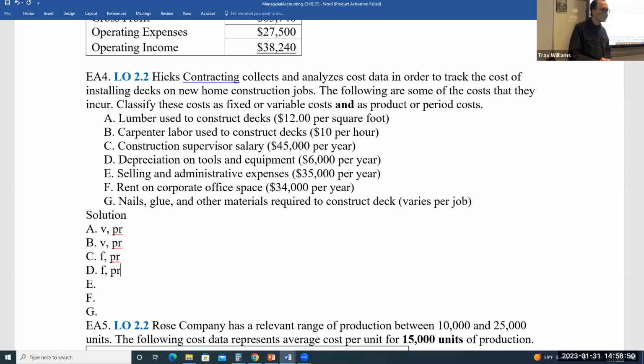If it were copy equipment, like a copy machine, or a microwave for the break room, then yeah, that would be a period cost. But if it's related to construction, it's going to be a product cost.